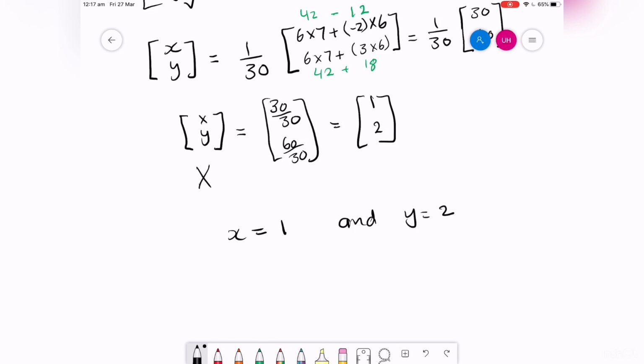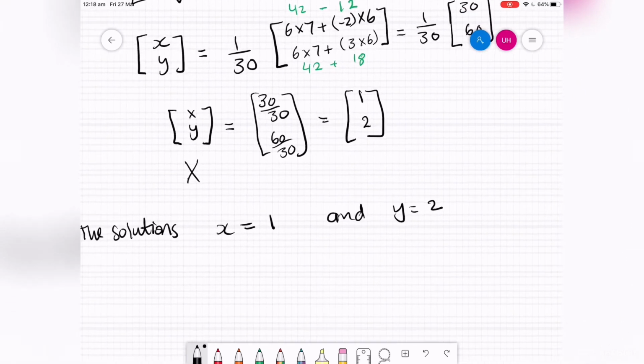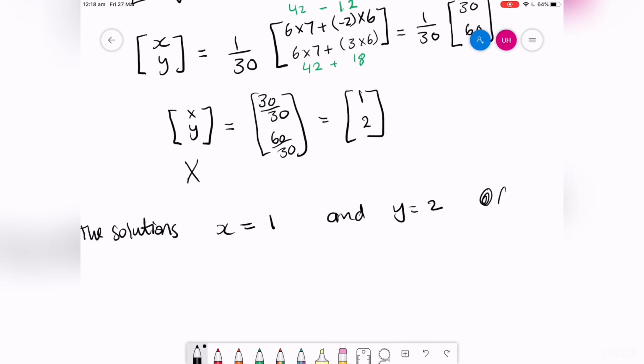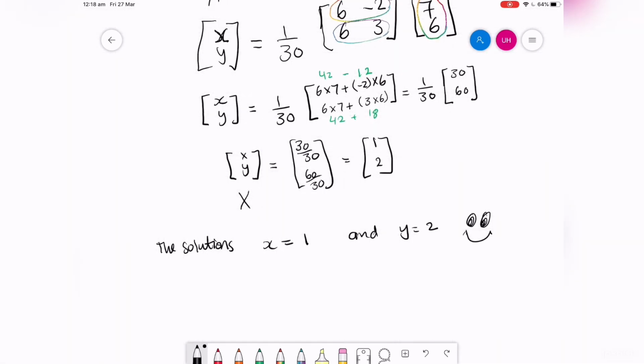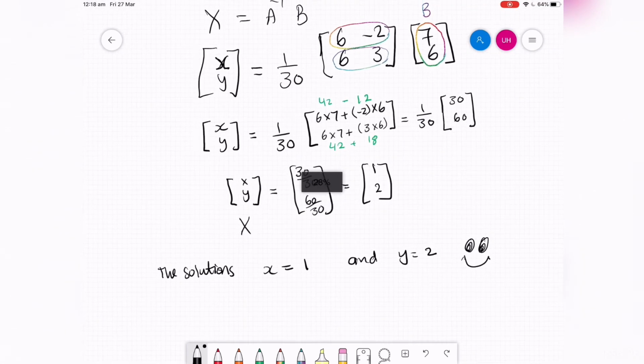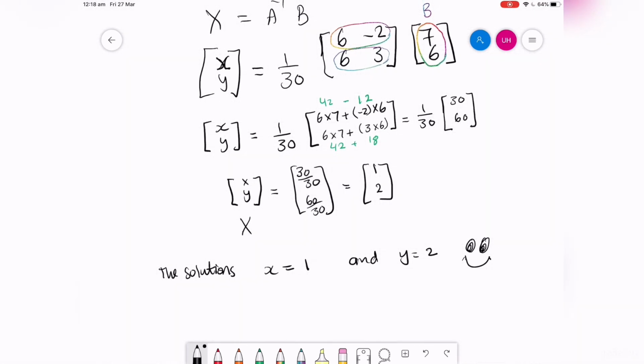So the solution is x equals 1 and y equals 2. These are the values we want to find, basically, and that's it. So now I solved 3 questions for you, and I hope that was clear enough to follow, and you will be able to do some more questions from the worksheet you have.